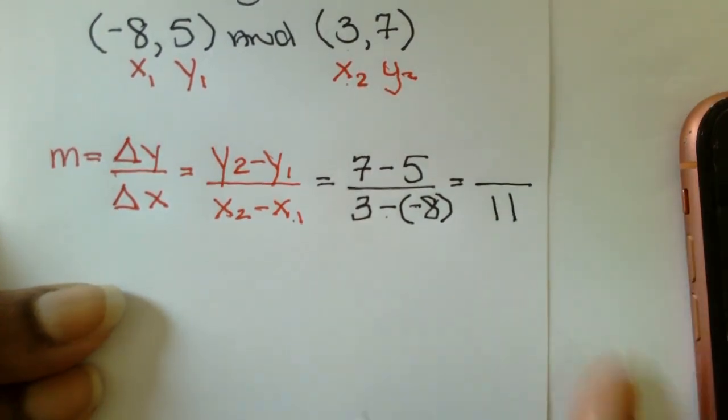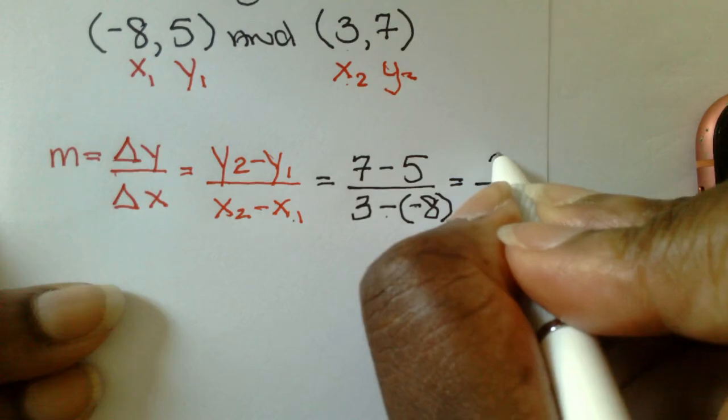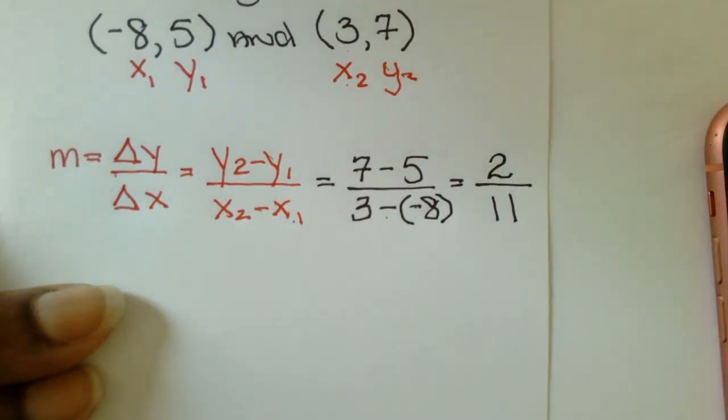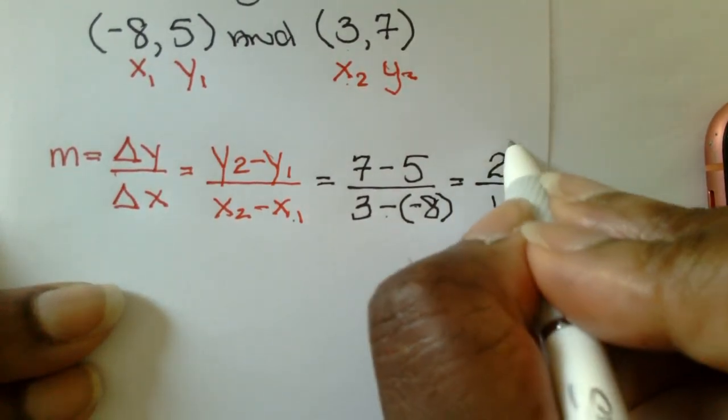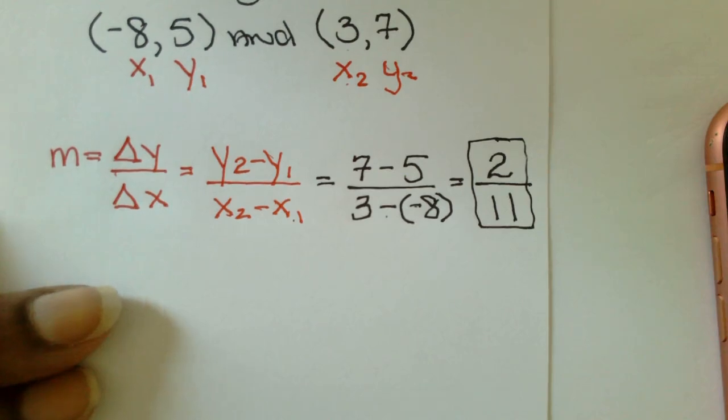So now we have our 7 minus 5. That gives us our positive 2. So our rate of change is going to be 2 over 11.